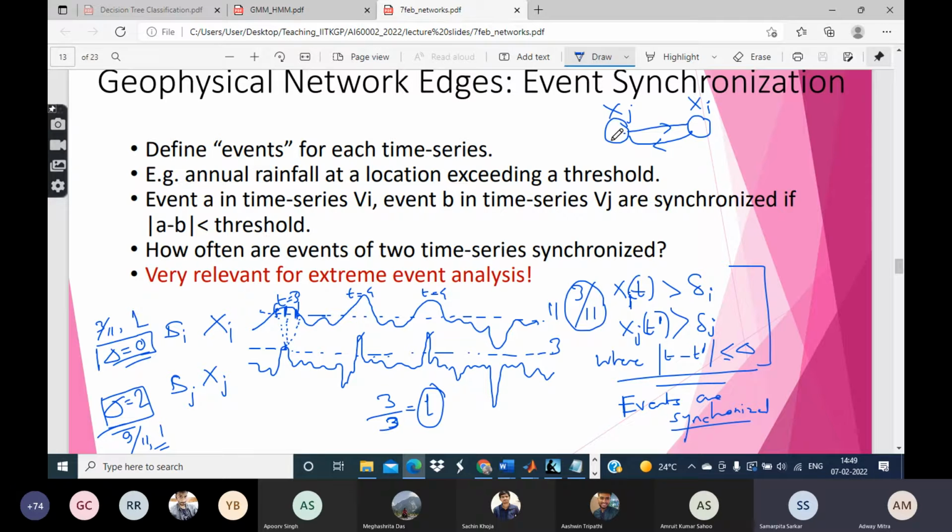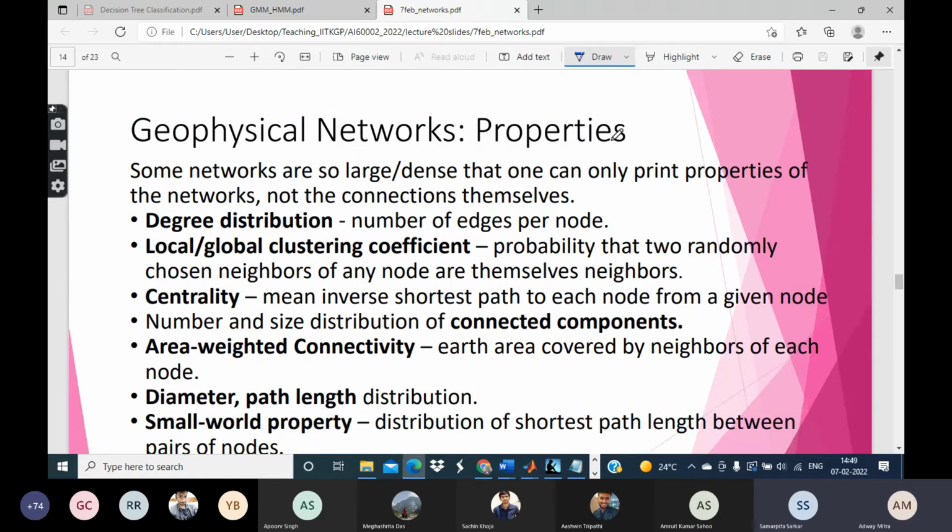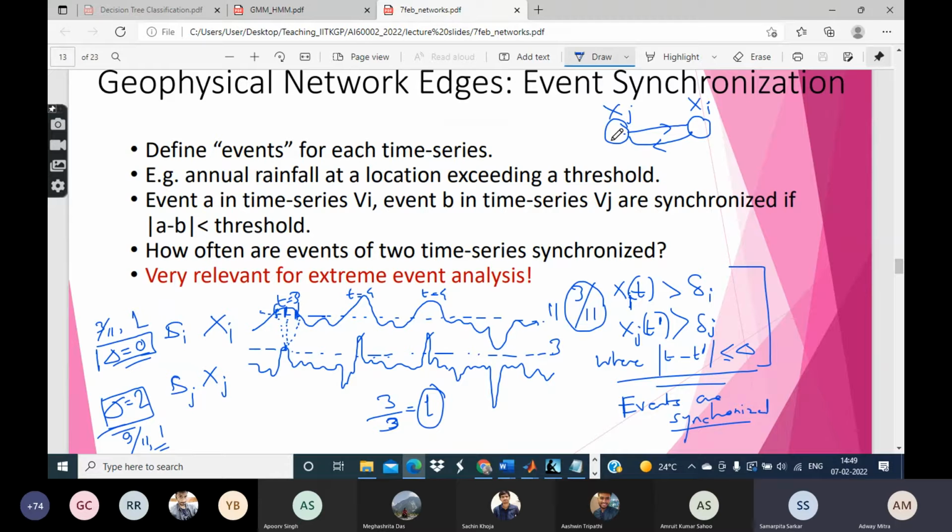So this is called event synchronization, and this is another very important and interesting way of defining your network structure. And it is very relevant, especially for extreme value analysis. That is, we are trying to identify whenever an extreme event happens with respect to one variable at one location, which other locations usually have associated extreme values, because extreme values are something to be taken care of.